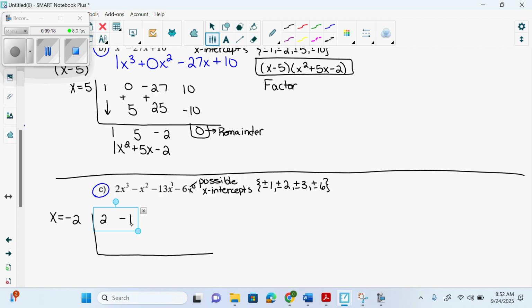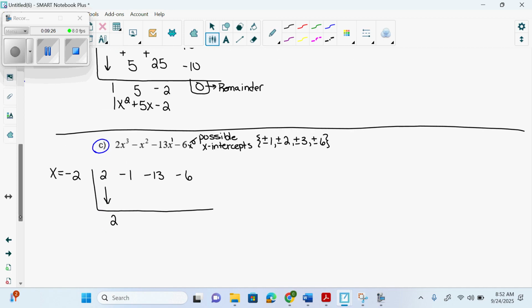2, negative 1, negative 13, negative 6. Drop the 2. And then we do negative 2 times 2 is negative 4. Add it. Negative 1 plus negative 4 is negative 5. Multiply. Negative 2 and negative 5 is positive 10. Add it. Negative 13 plus 10 is negative 3. Multiply. Negative 2 and negative 3 is 6. Add it is 0 and we're happy because this box number is my remainder.